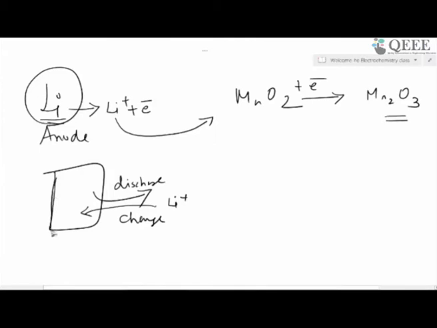So let us assume we have a very nice flat lithium foil, and we did this reaction during discharge. Then lithium dissolved and went into the solution. When you charge, the lithium comes back and deposits on the lithium electrode.